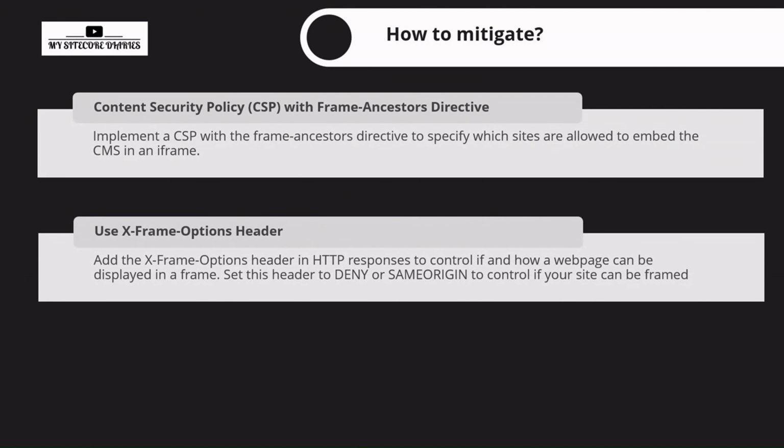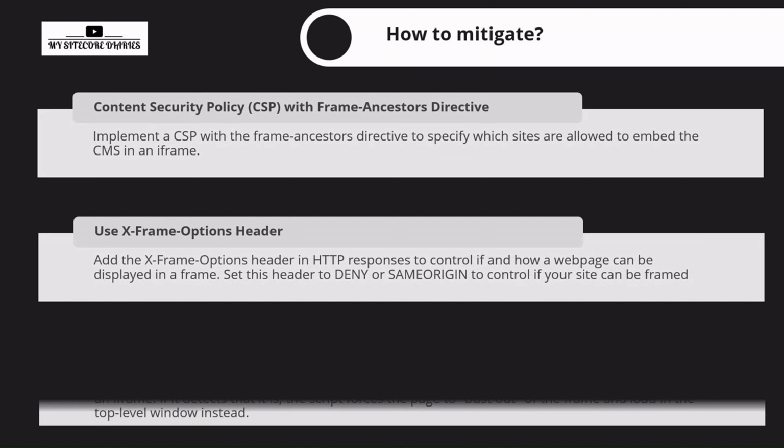Use the X-Frame-Options header. Add the X-Frame-Options header in the HTTP response to control if and how a web page can be displayed in a frame. You can set this header to deny or same origin to control if your site can be framed. If you set same origin, only pages with the same origin can frame it.